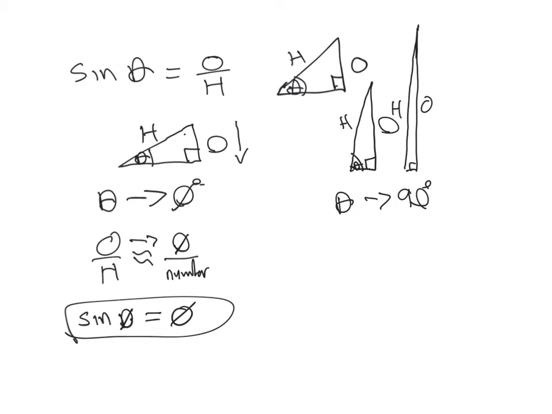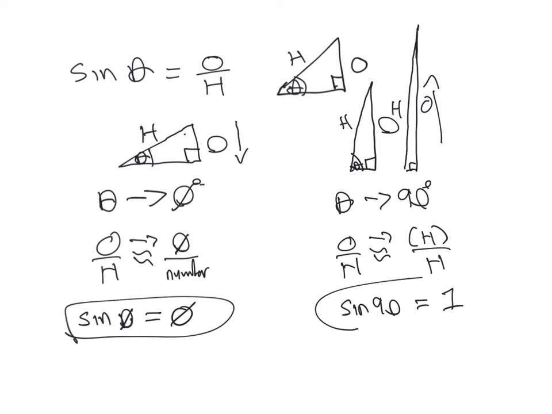Now when they become the same length, because this is getting bigger, you have opposite over hypotenuse, which is tending towards the same size as the hypotenuse, divided by the hypotenuse. And anything divided by itself is 1. So we now know that as we tend towards sine of 90, that would give us 1. And that's how we know our sine for 0 and 90.